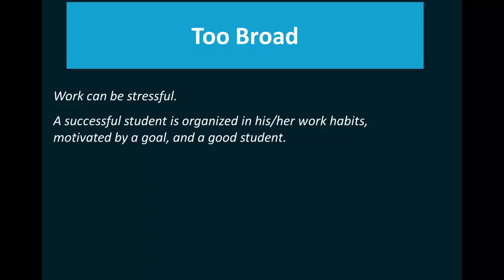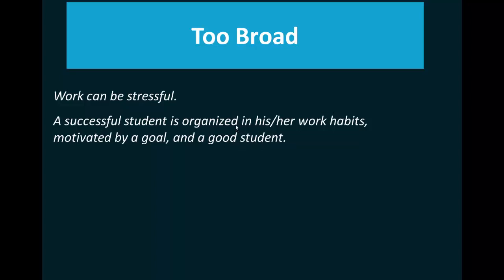Another problem is sometimes when we have 3 points in our thesis statement, one of them is too broad. So look at this example. A successful student is organized in his or her work habits, motivated by a goal, and a good student. One of these points is too broad, and that is the third point, a good student. A good student is basically the same as a successful student, right? So this encompasses too many points.